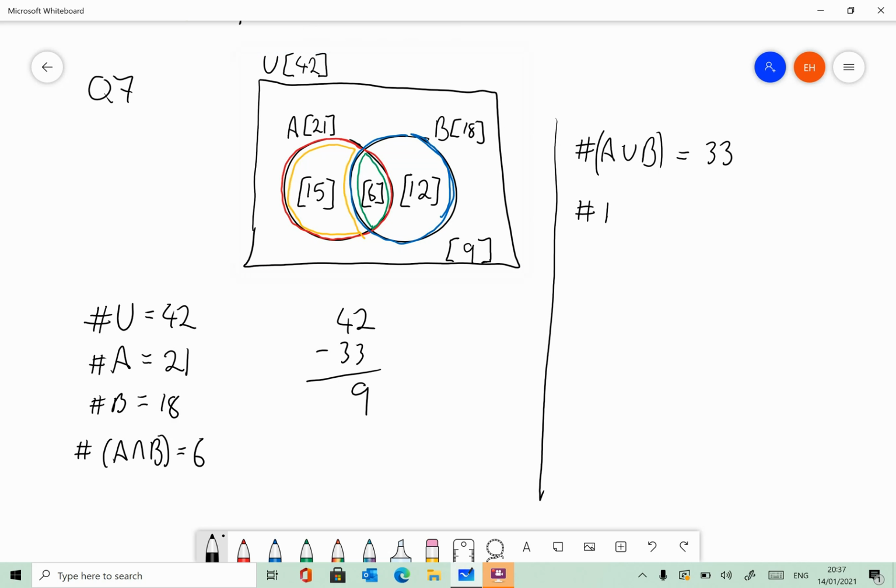The size of B complement. So B complement is everything that's not in B. So everything that's not in B is this 9 and this 15. So everything that's not in B is 24. So B complement is everything that is not inside B. So if you are outside the blue circle, we're going to count you in this.